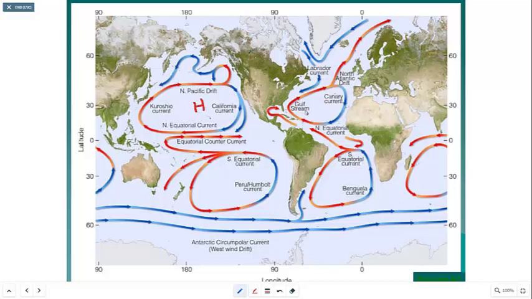The Pacific High. What was located over here? The Bermuda High. Both turning in a clockwise fashion. Blue, cold currents. Red, warm currents. The three main currents that affect the United States. Off of California, it is simply called the California current.